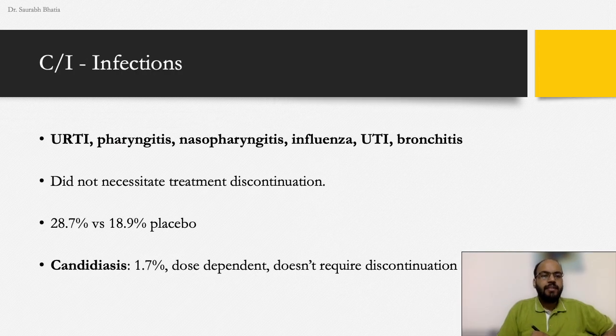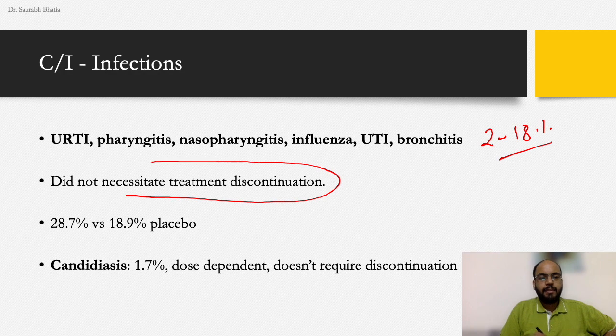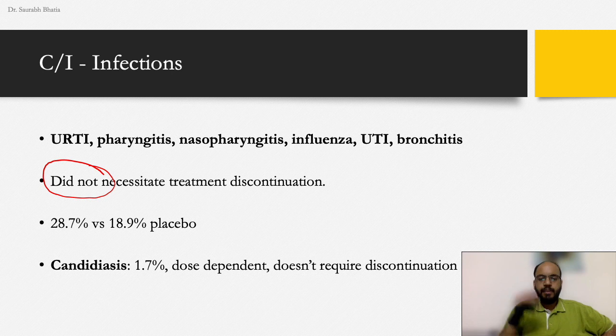One of the major adverse events for Secukinumab is infection, and it has been found to range from 2 to 18%. But none of these infections necessitate treatment discontinuation. That means in all the studies that we have seen for Secukinumab, patients have reported infections like upper respiratory tract infection, pharyngitis, nasopharyngitis, influenza, UTI, bronchitis, but they were all milder category infections, milder intensity infections, and do not lead to discontinuation of therapy. We are clear on that?